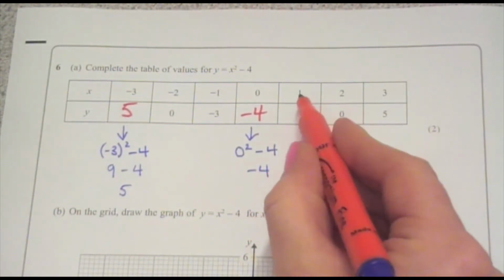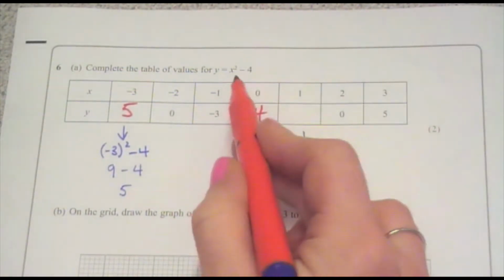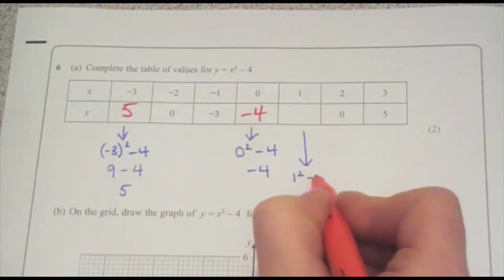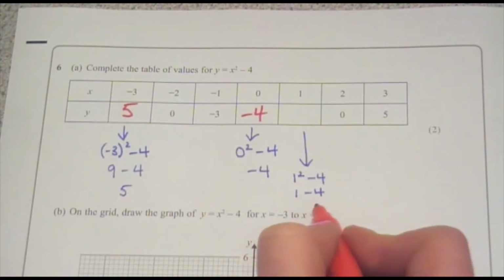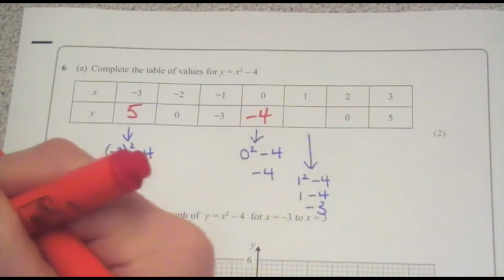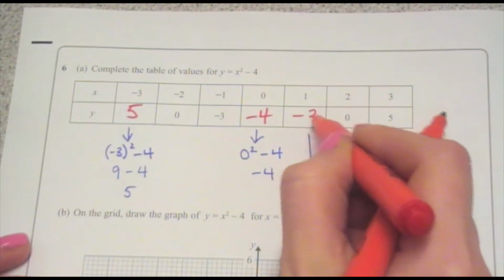Finally, I've got an x coordinate of 1. I need to substitute that into my formula. So I've got 1 squared take away 4. 1 squared is 1, take away 4. 1 take away 4 leaves me with minus 3. So my y coordinate is minus 3.